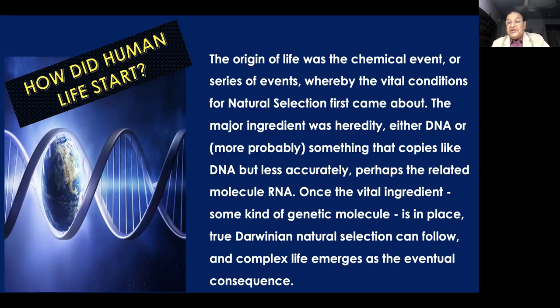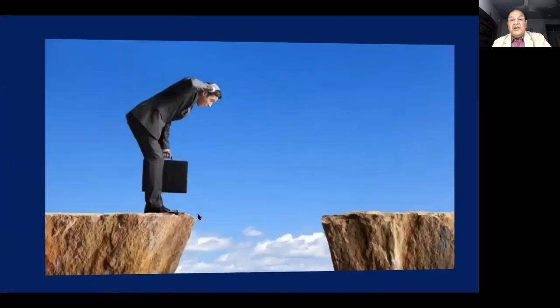I want your attention to be drawn to one particular statement which I would pick up at the end when I give you my review, and that's why I really want to reiterate it here. What he says is that once the vital ingredient, some kind of genetic molecule, is in place, then selection can follow. That means for Darwinian natural selection to follow, something had to exist. So this is one thing which we have to read between the lines.